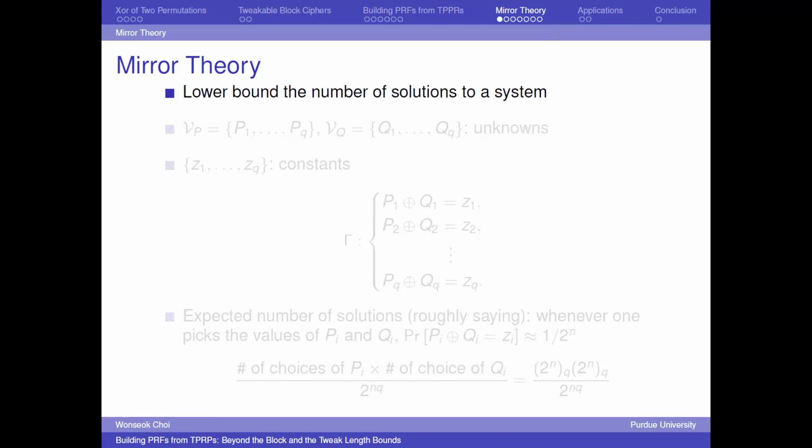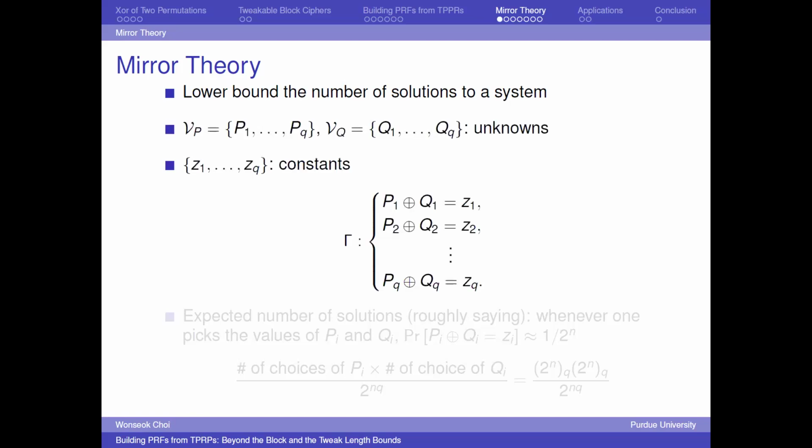So how do we prove this security claim? We have to use Mirror theory, as introduced in the previous slide. Mirror theory basically lower bounds the number of solutions to a given system. And what is the system? We define random variables P and Q. There are small q number of P and small q number of Q. We define some constants Z's, and we have these linear equations, Gamma. Then we want to count the number of all possible solutions to this Gamma system.